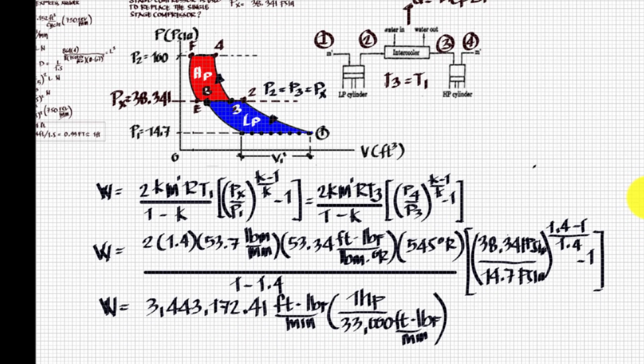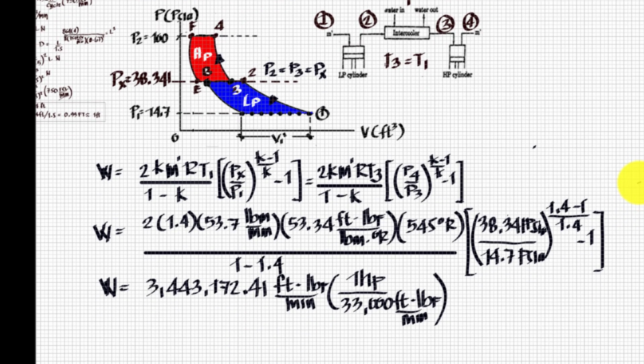Now, if we convert this in terms of horsepower, we may get a value of negative. So this is already a negative value. So it will be 104.34 in terms of horsepower.